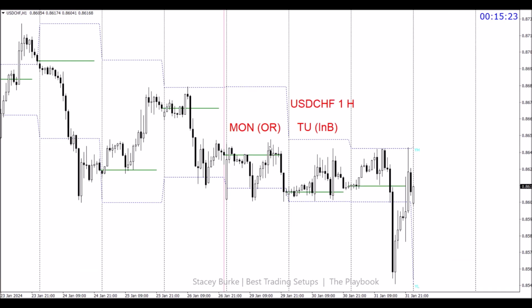Swiss franc, we have an opening range that breaks the low of Friday's range. So we have a range expansion on the downside with our opening range, does not break the low of week level.